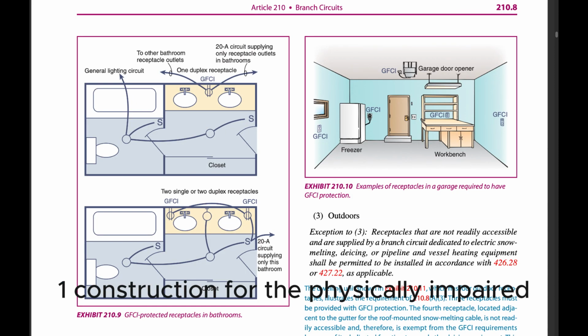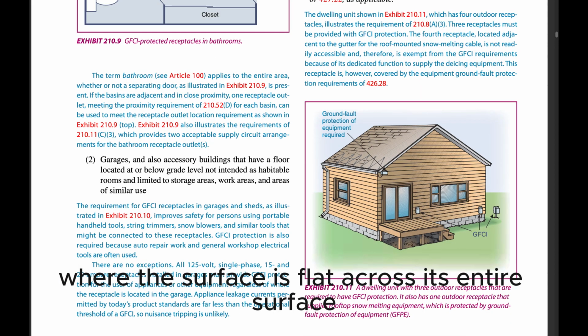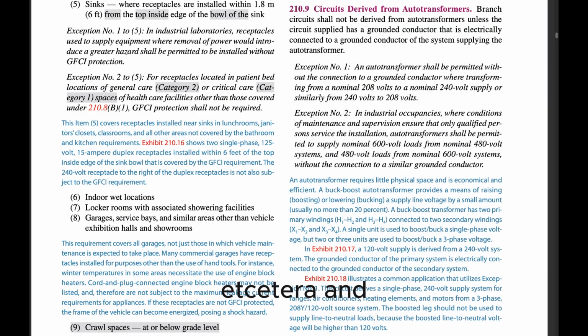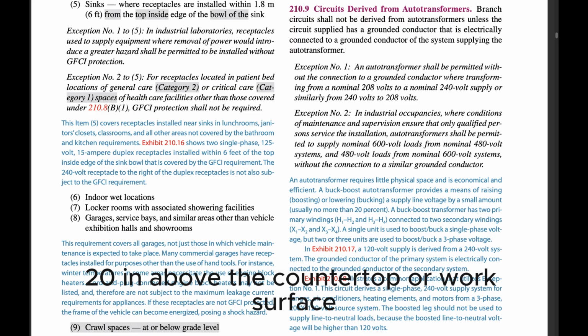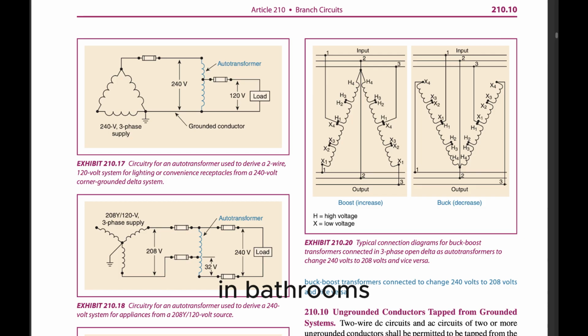(1) Construction for the physically impaired. (2) On island and peninsular countertops or work surfaces where the surface is flat across its entire surface, no backsplashes, dividers, etc., and there are no means to mount a receptacle within 500 mm (20 in.) above the countertop or work surface, such as an overhead cabinet.